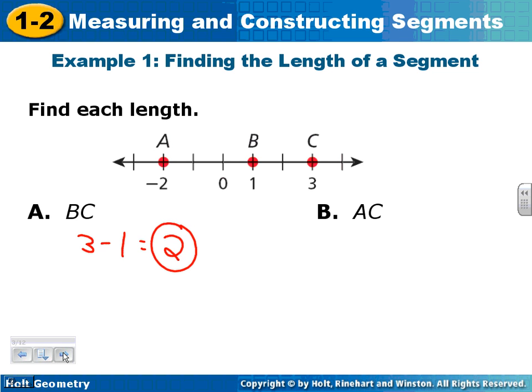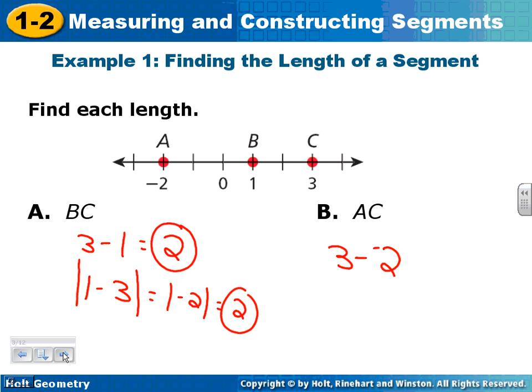If I subtracted the other order and went 1 minus 3, I would just take the absolute value, because that's the absolute value of negative 2, which is 2. In other words, if it's negative, you always make it a positive answer, because length or distance cannot be a negative number. On the second one here, from A to C, I would go 3 minus a negative 2, which is really 3 plus 2, or 5. So the length from A to C would be 5 units.